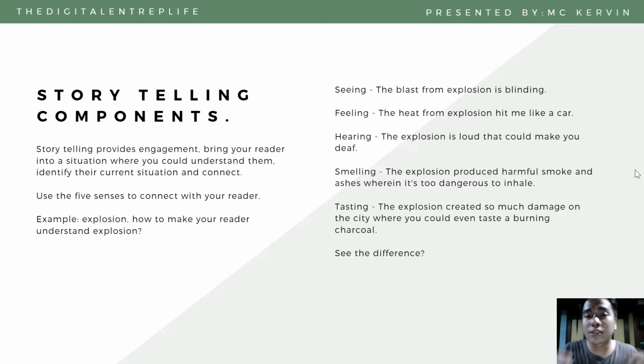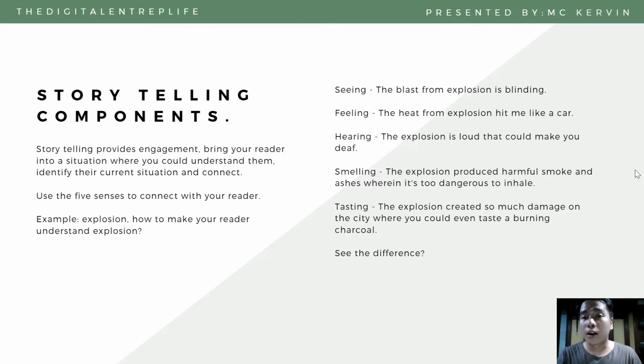Another one, let's say for the sense of feeling: the heat from the explosion hit me like a car. I'm trying to describe the sense of feeling by describing that the explosion is almost similar to a car. If you get hit by a car, it's really painful, right? So in order to activate this kind of feeling, you describe to your reader how it feels to get hit by an explosion. It's like being hit by a car. That's how you describe it.